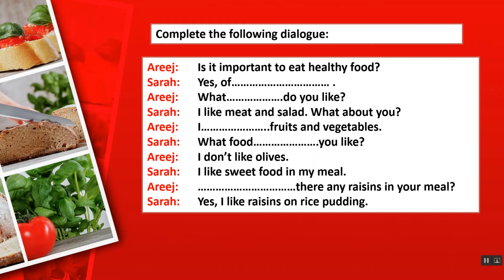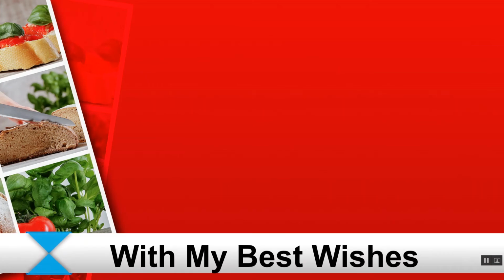Okay, is it important to eat healthy food? Yes, of course. What food do you like? I like meat and salad. What about you? I like fruits and vegetables. What food don't you like? I don't like olives. I like sweet food in my meal. Are there any raisins in your meal? Yes, I like raisins on rice pudding.